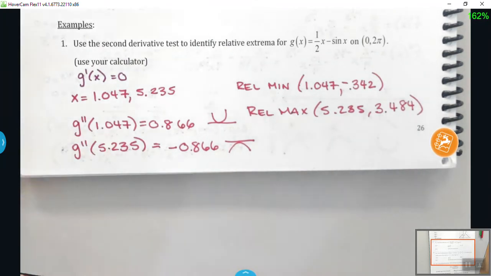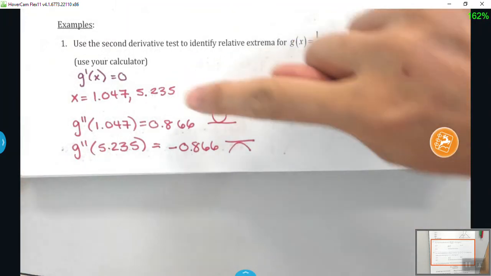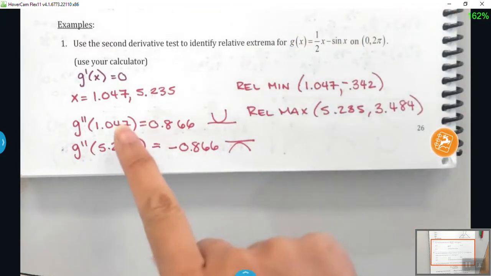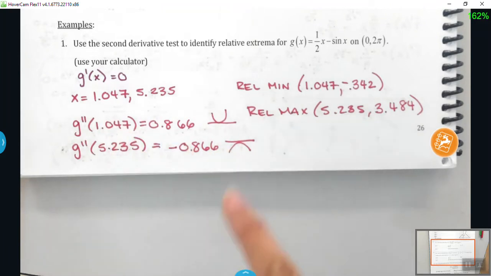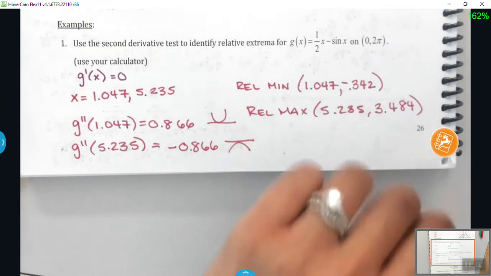Does that make sense to you guys? So you see, this one you didn't have to do a number line. We were using just one singular point. So that's why you want to do it for implicit equations instead of the first derivative test.